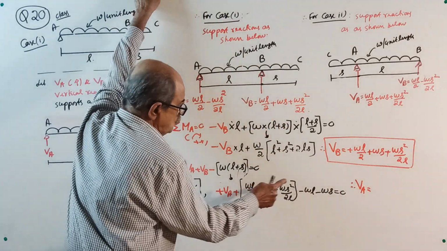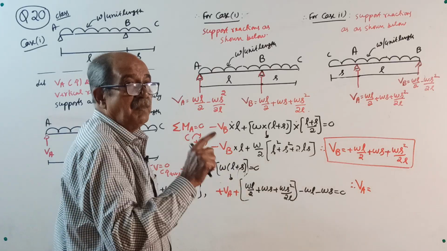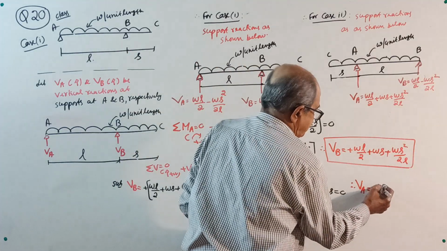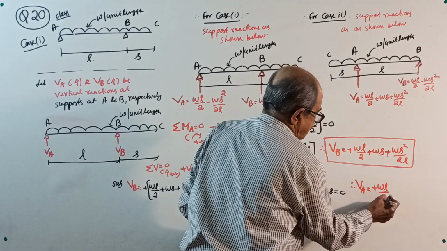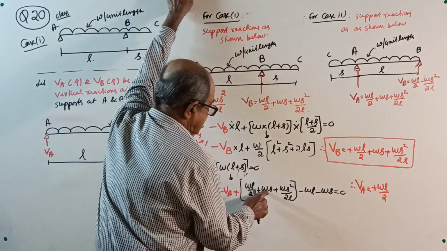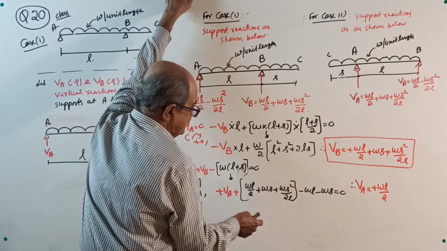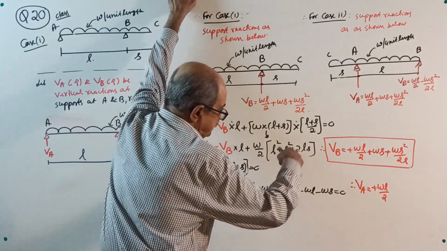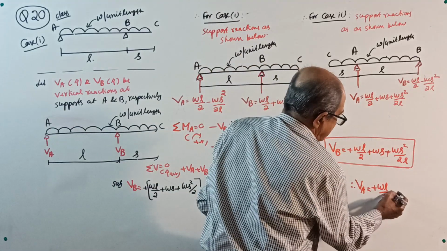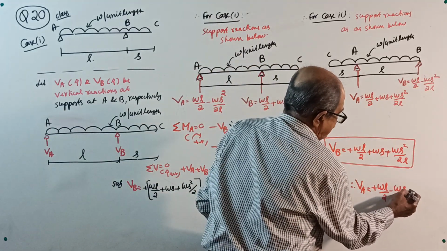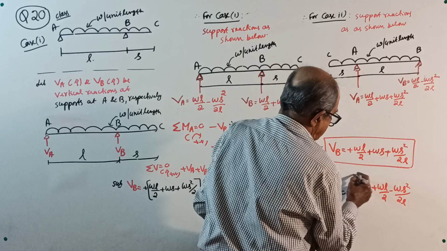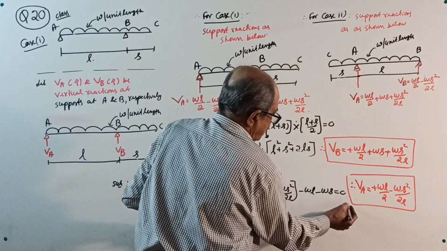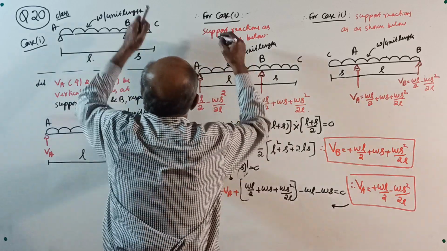WL by 2 minus WL is minus WL by 2. Take that side, plus WL by 2. See correctly now, plus WL by 2. Plus WS minus WS cancels. Then WS square by 2L goes that side. It becomes minus WS square by 2L. This is the reaction. One negative term is there.